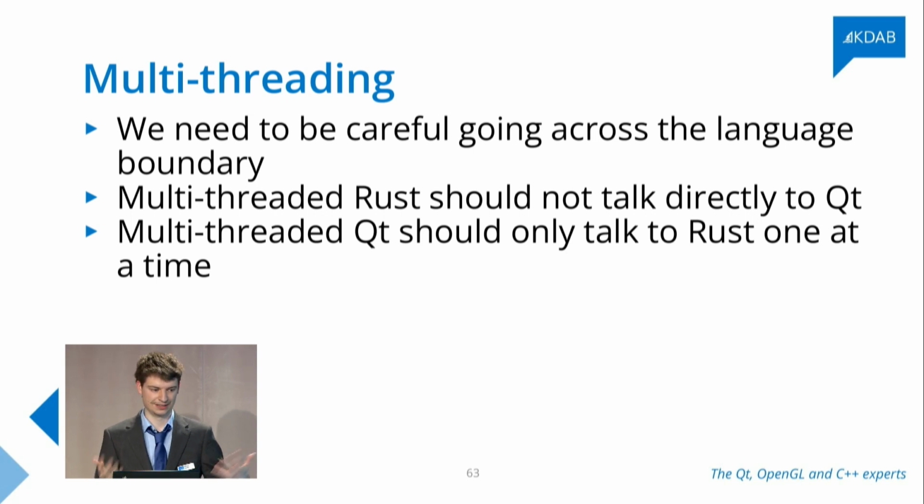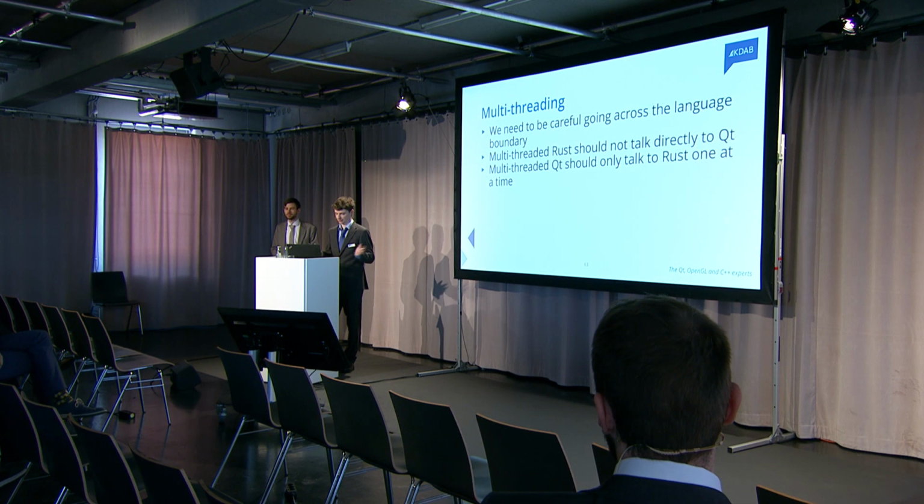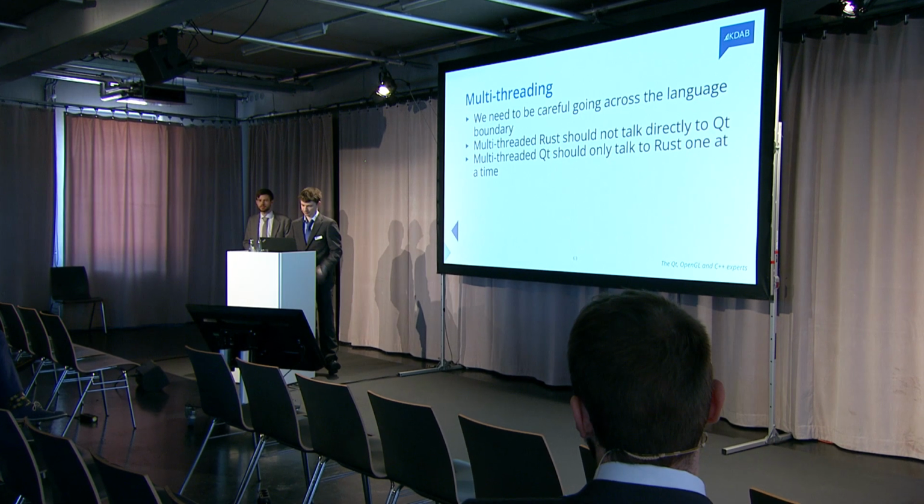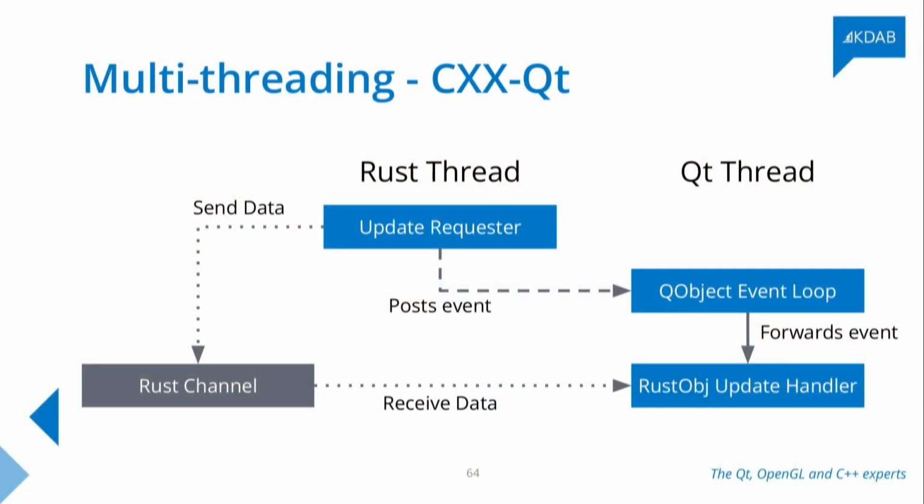The Rust compiler doesn't know what C++ is going to do, so we need to protect against that. The last one's easy to protect against. The middle one's a bit trickier. So if we go to the middle one, the way that we handle synchronizing your state from the Rust side back to Qt is we use what we call an update requester.